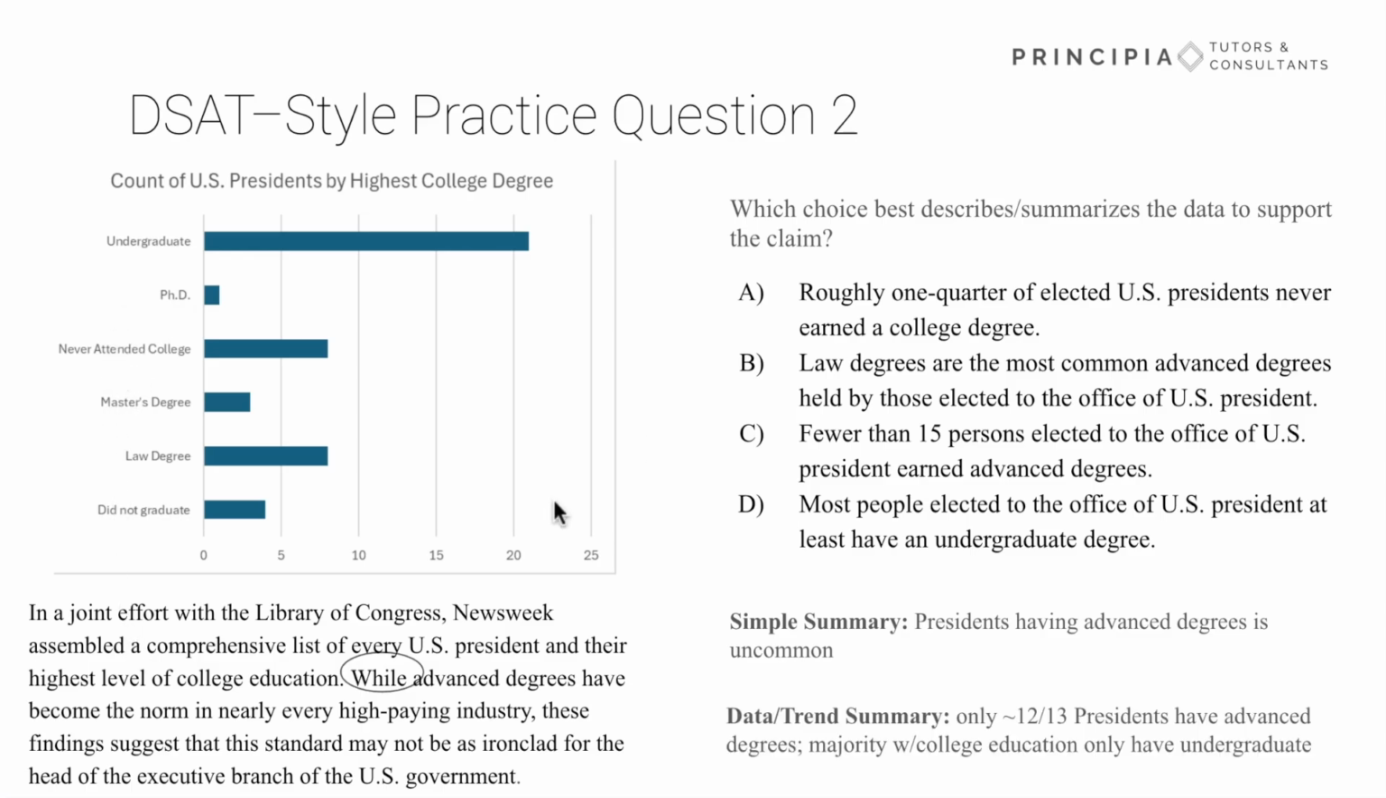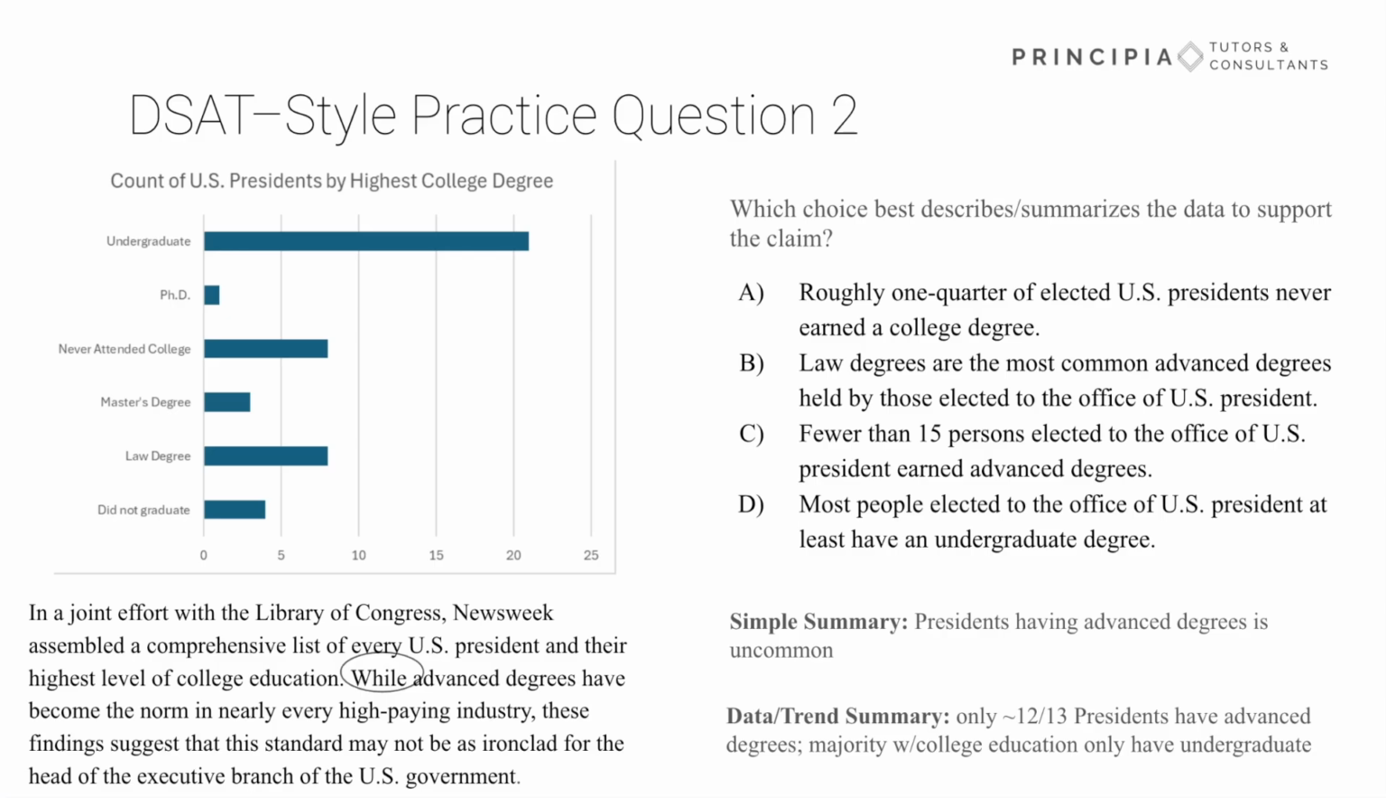And so a main trend summary, only about 12 to 13 presidents have advanced degrees. And we've shown that because it's going to be between 10 and 15. And it'll be around there. And then the majority do hold an undergraduate degree. And how can I say this? So if you have an undergraduate degree, great. If you have an advanced degree, it means you had to first get an undergraduate degree. So now we can start tackling the questions directly.